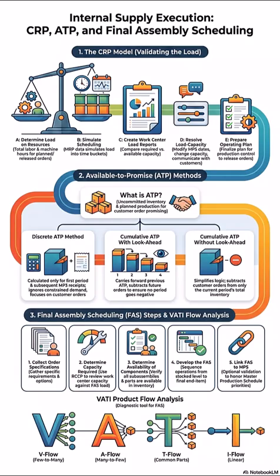We have verified our long-term physical capacity with CRP. We have made an ironclad, mathematically sound promise to the customer using ATP. Now, the order actually drops. The factory floor actually has to build the custom product. We're entering final assembly scheduling, the FAS. And FAS operates under entirely different rules.